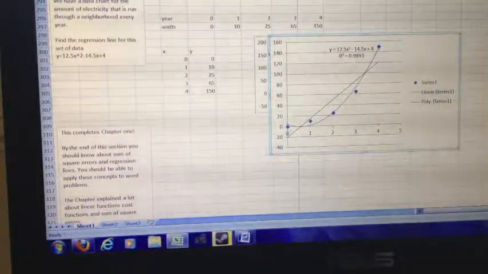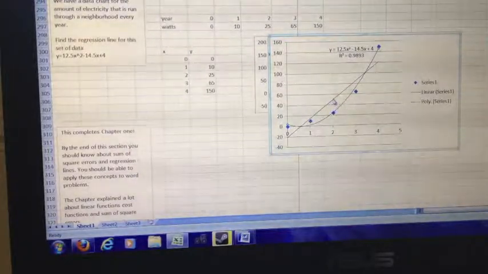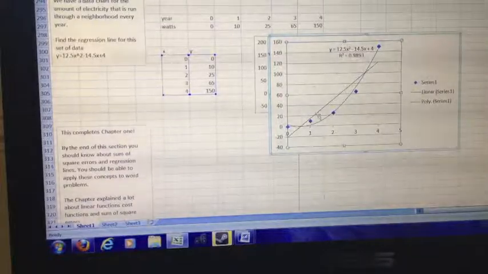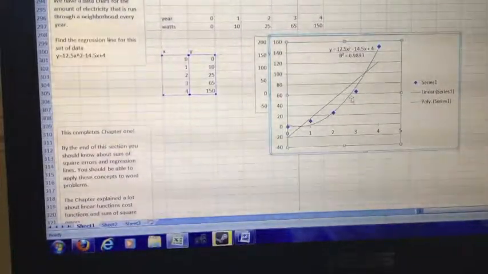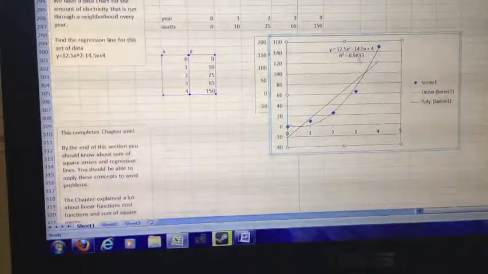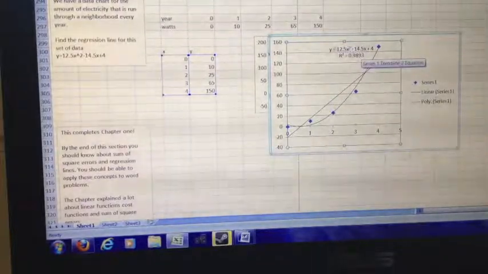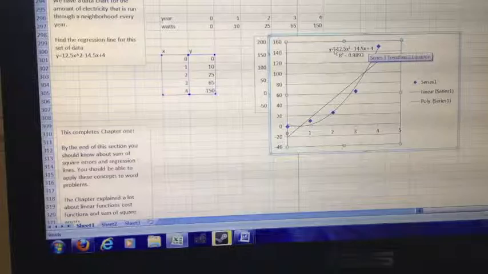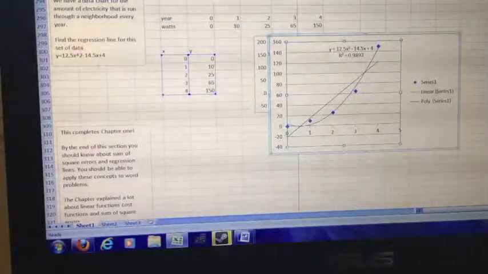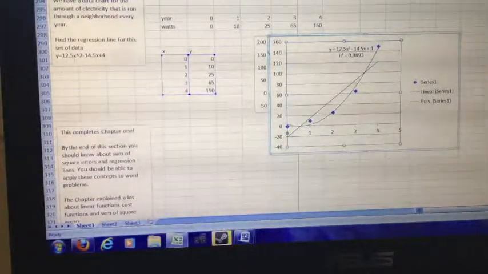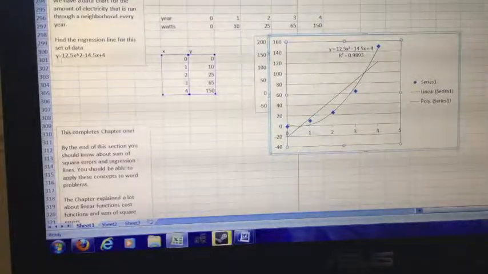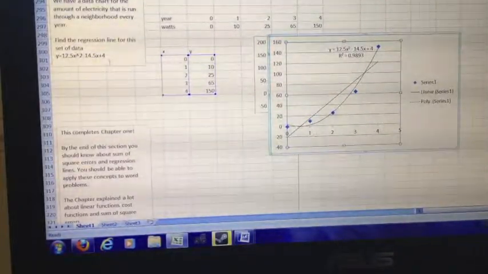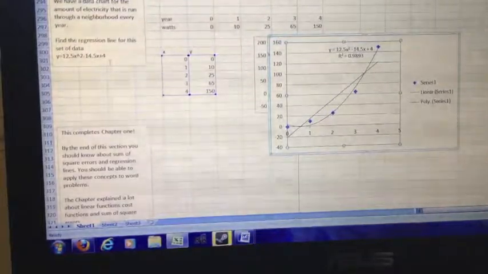And then as you can see, we have our other line. This linear line doesn't mean anything. We have our polynomial line, and it matches up well with our dots. And then we have here, it just gave us our regression line. So we take this regression line, and this is the answer to our problem. Find the regression line, and our regression line is y equals 12.2x squared minus 14.5x plus 4.